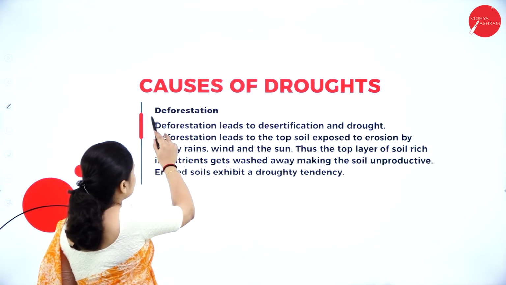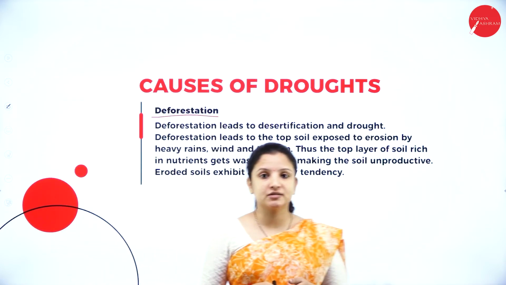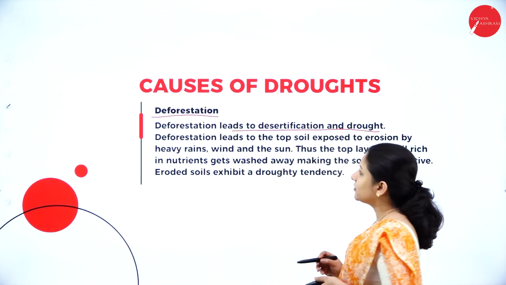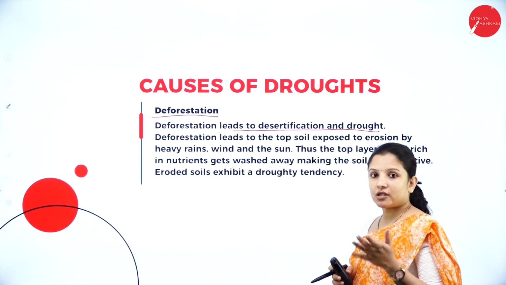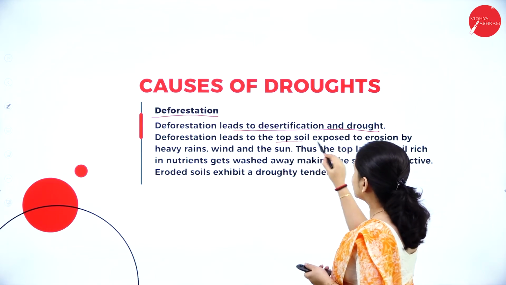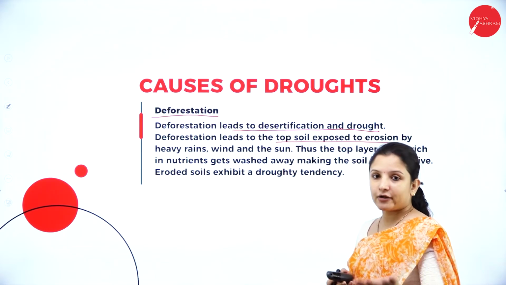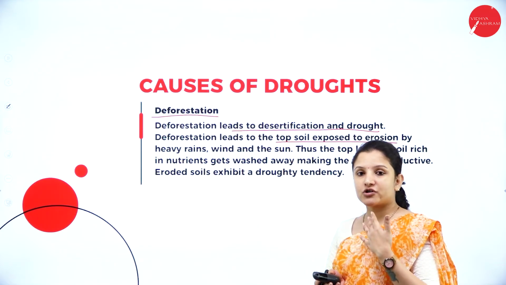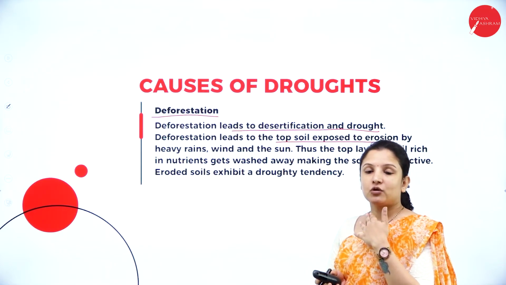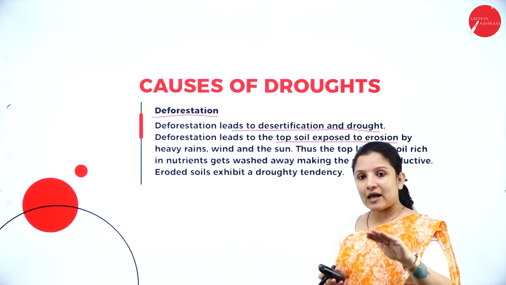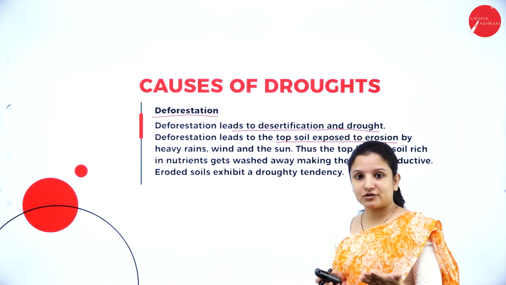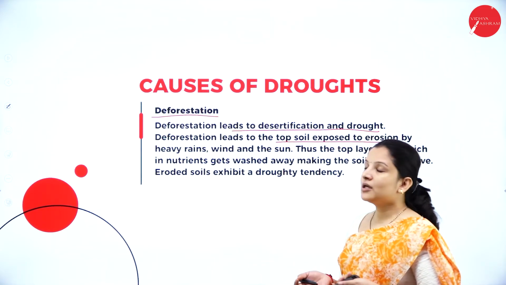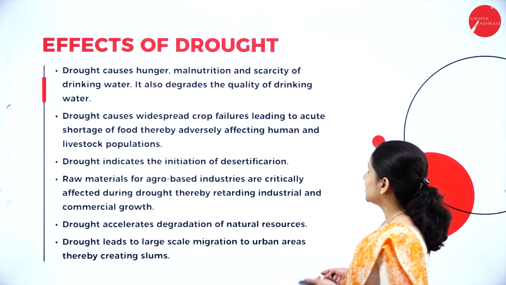Next is deforestation, that is cutting of trees. Cutting of trees can also lead to desertification and drought, and deforestation can also lead to the exposure of the topsoil to erosion. And when erosion occurs, what happens? The topsoil gets washed away, therefore the nutrients get washed away, and again that land will become unsuitable for plants to grow, therefore worsening the drought situation. So that is how deforestation can also cause droughts.